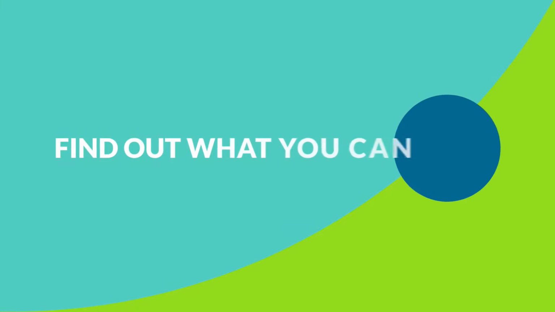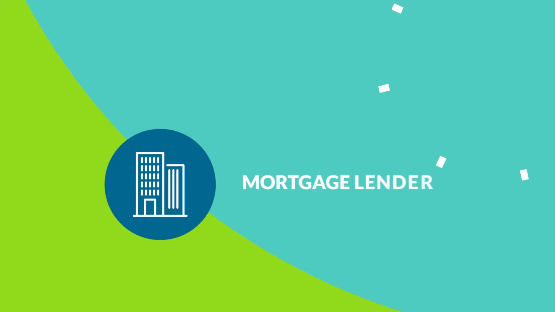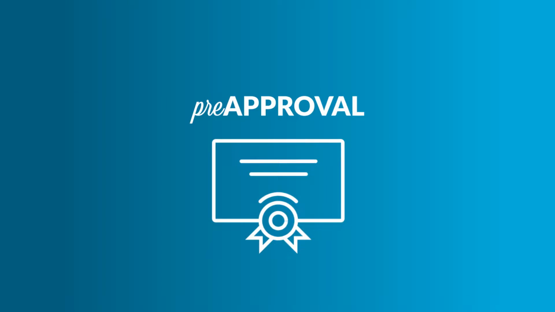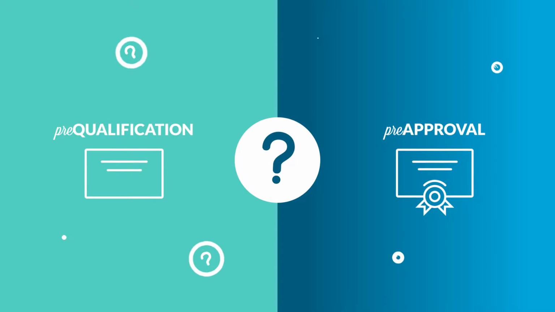In the home buying process, knowing what you can afford should be your first step. To start, you would speak with a mortgage lender to help determine how much you can afford. The lender would then provide you with a prequalification or preapproval letter. But there are major differences between the two types of letters. What's the difference and why is it important?